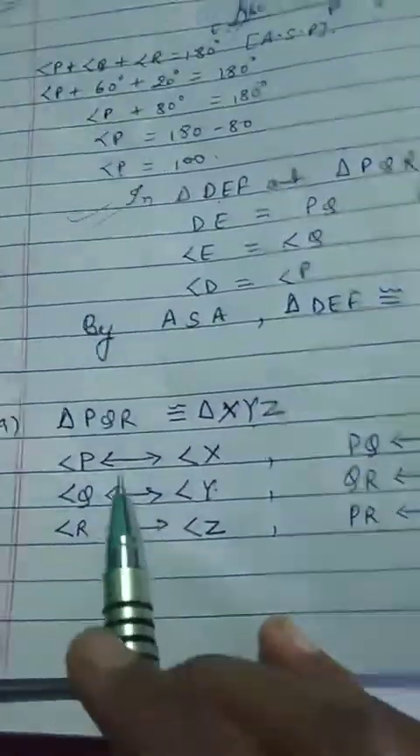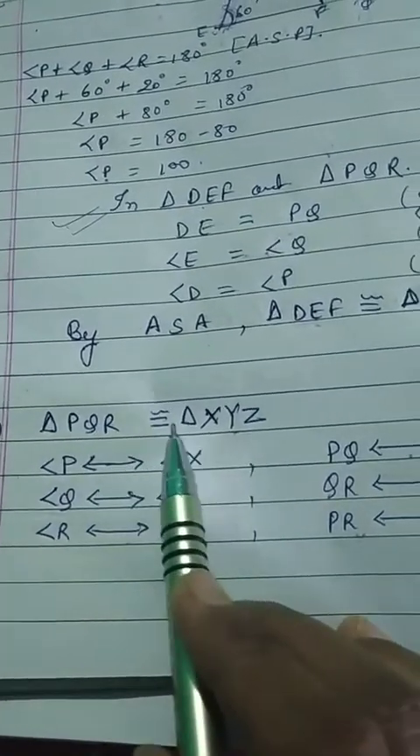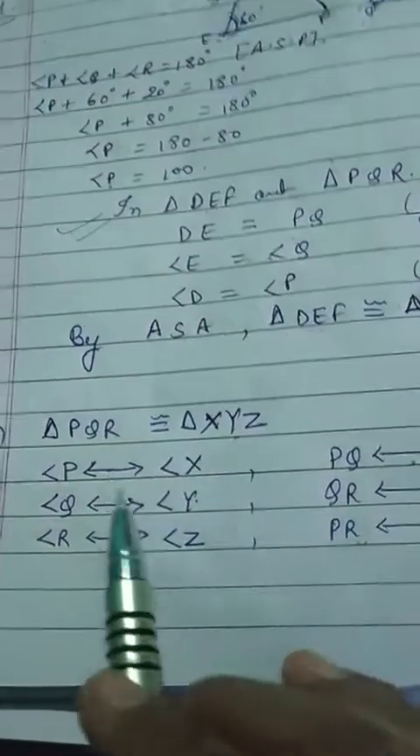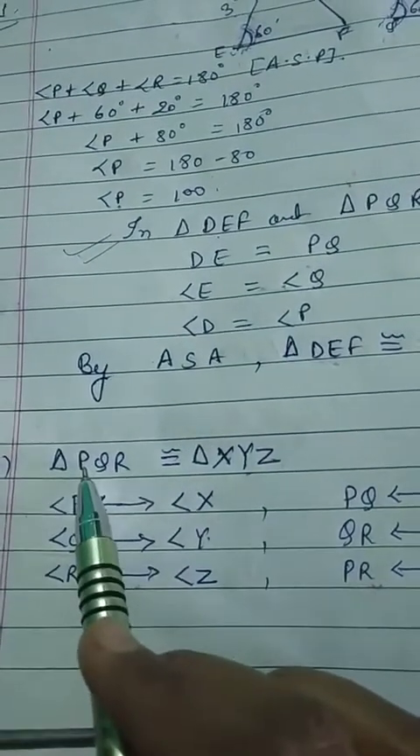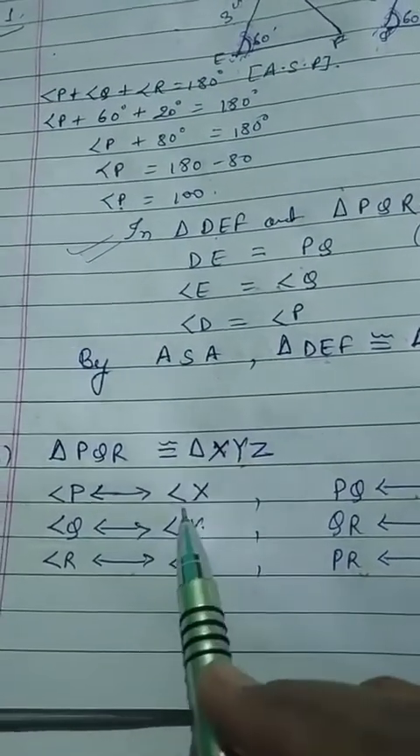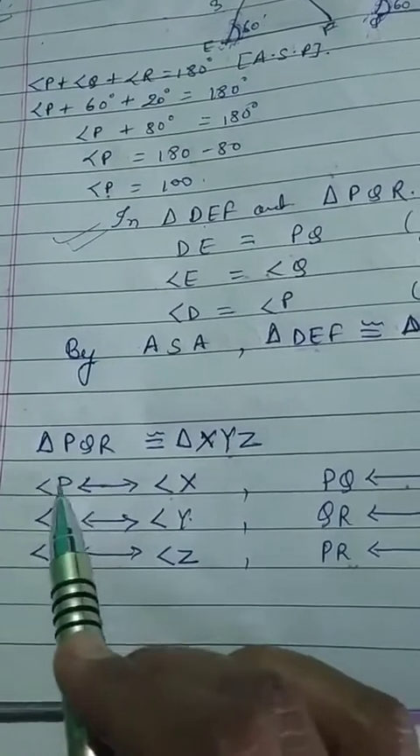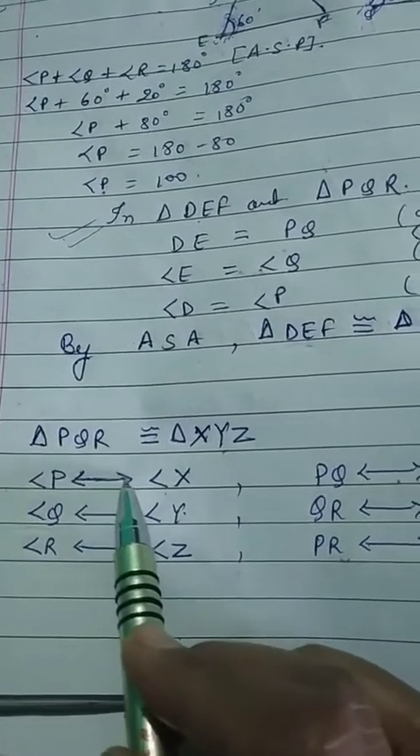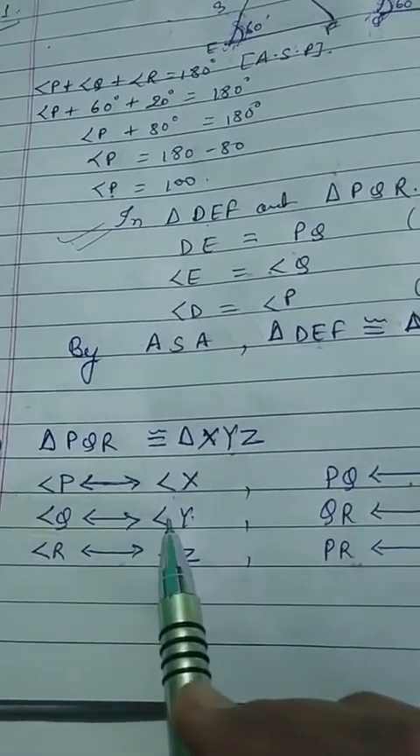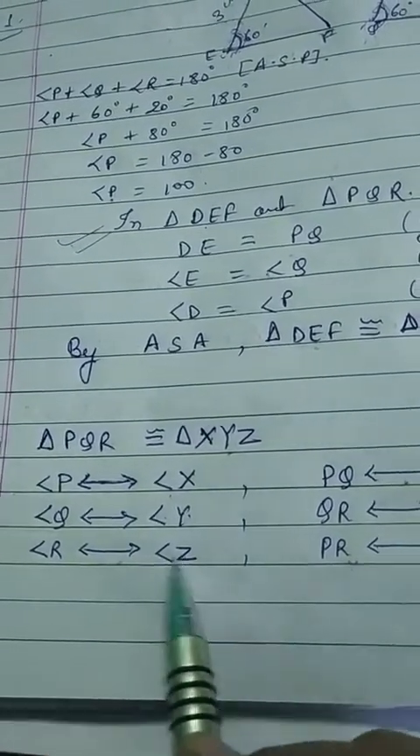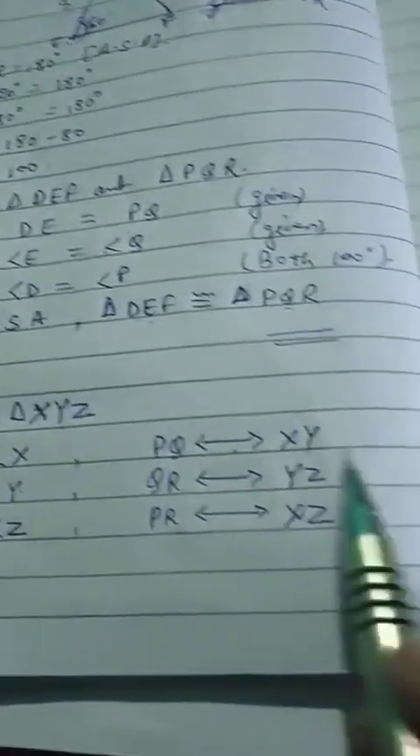But you will write it like this. Suppose triangle PQR is congruent to XYZ, then you have to write all the corresponding parts. So first write the angles. Angle P is equal to angle X. Equal means this is equal to this. So you can give this arrow for corresponding parts. Okay, angle Q and angle Y, angle R and angle Z, both are corresponding.